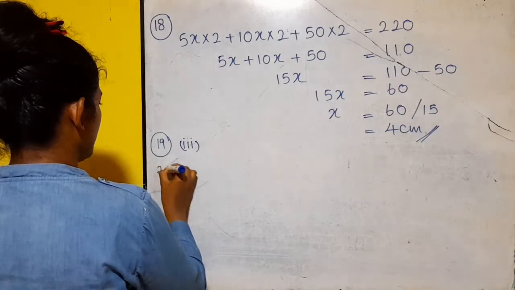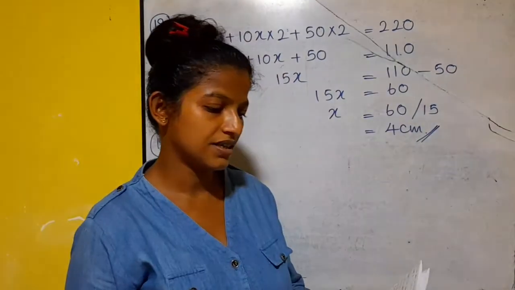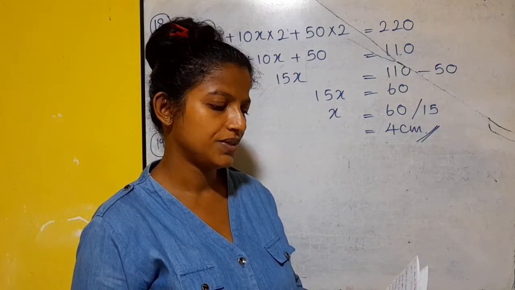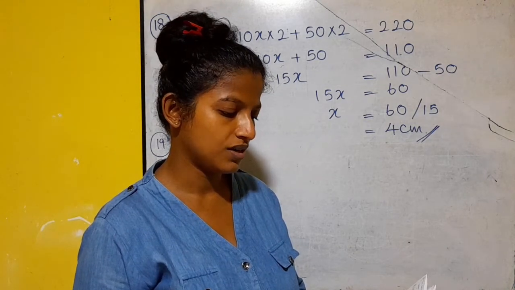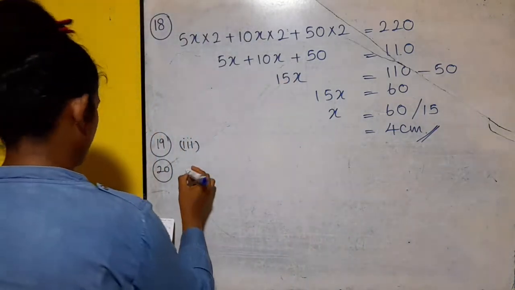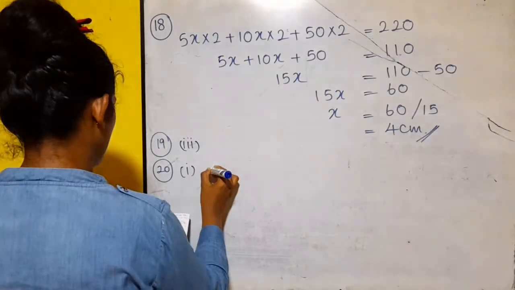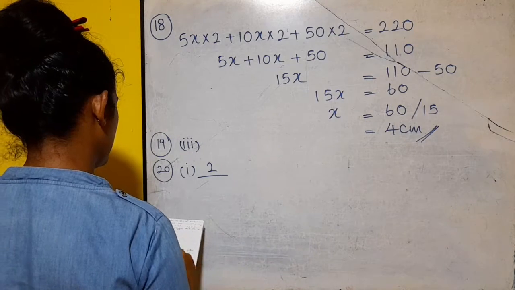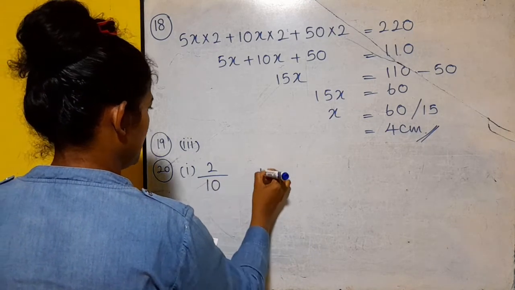Then question number 20. In a bag there are 3 red balls, 2 blue balls and 5 yellow balls which are equal in size. Find the probability of a ball taken out randomly being a blue one. There are 2 blue balls. The number of balls in the bag is 10. So 2 over 10 is the answer.